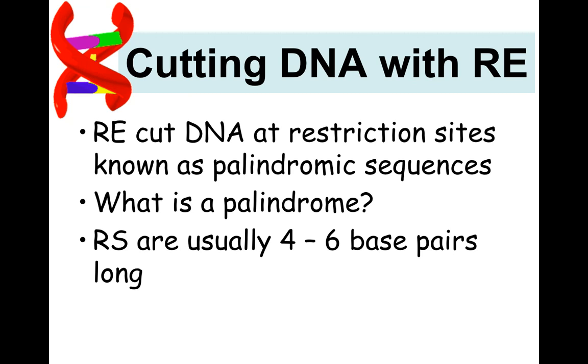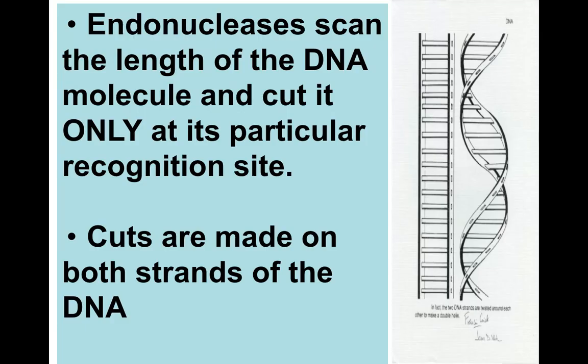Well, when we're reading DNA sequences, 5 to 3 going left to right, and then on the other side, 5 to 3 going right to left, we can find palindromic sequences. They're read the same way, no matter which direction you're moving. And these sequences are usually about 4 to 6 base pairs long, so they're small. They're very difficult to find.